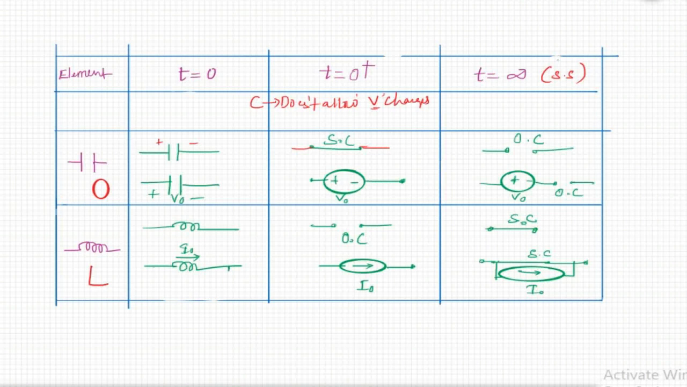But under steady state condition, the transients will die out and there is no change in current. So the current through the capacitor will be 0. So that will become an open circuit. What I mean to say is the capacitor will act as a short circuit at transient condition and it will act as an open circuit under steady state condition.